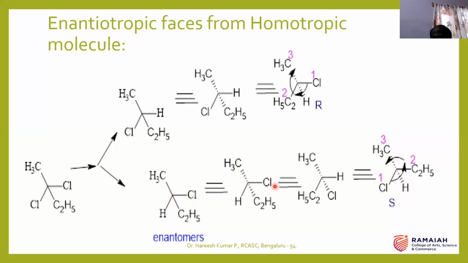Then afterwards, what you need to do? You need to rotate this in a clockwise direction until the H is here. So here you can find that H is down. Now you can assign the sequence rule numbers. This is 1, this is 2, this is 3. That means there is a movement in an anti-clockwise direction. So this is the S configuration.